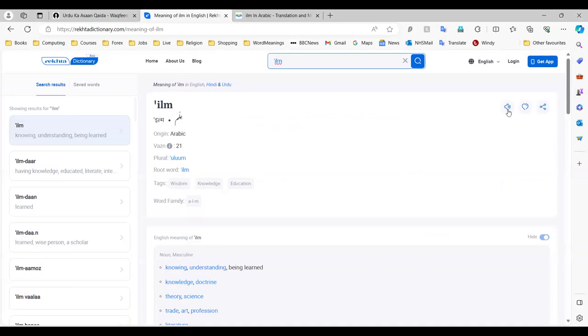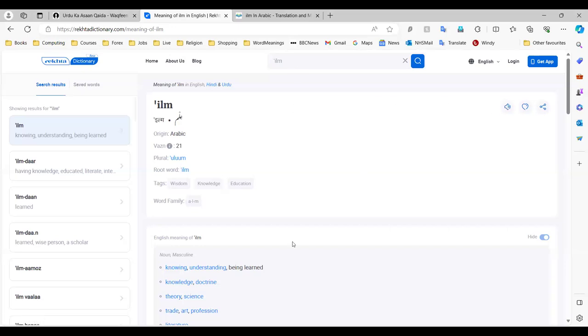And then this here, everyone can see where I'm hovering. This is a speaker icon. When you click on it, it plays the sound of the word. It's telling me right now. I don't know if everyone can hear, but I can hear it saying ilm.